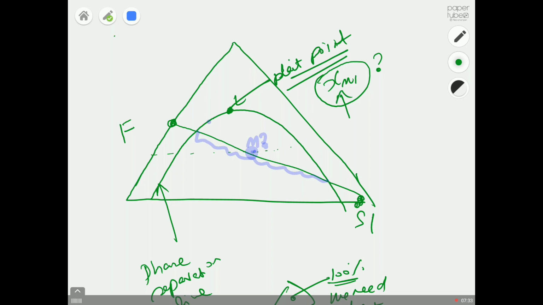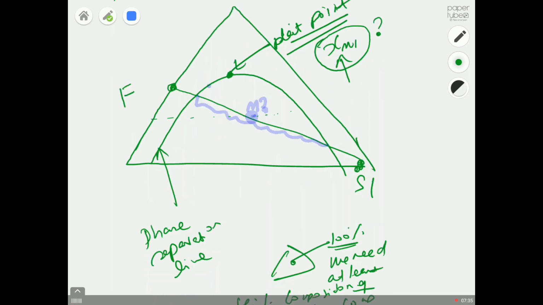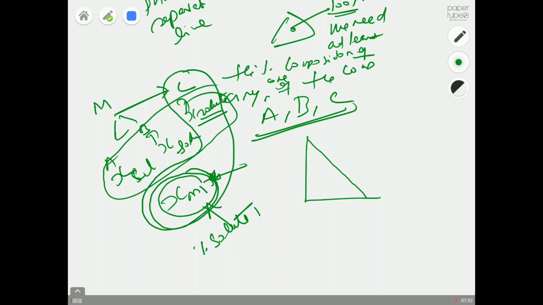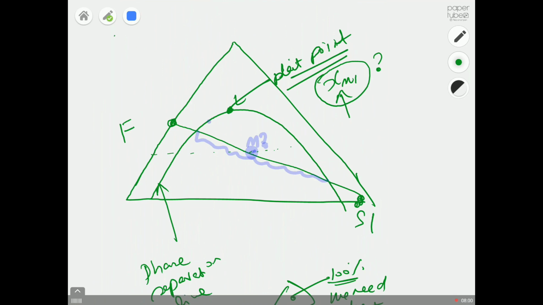Sorry, I think I made a complete mistake. If you come back here, what does this XM1 refer to? This refers to the percentage of solute, just this part, your C part. The percentage of solute in the mixture. So if we know the percentage of solute in the mixture, let's plot it here.